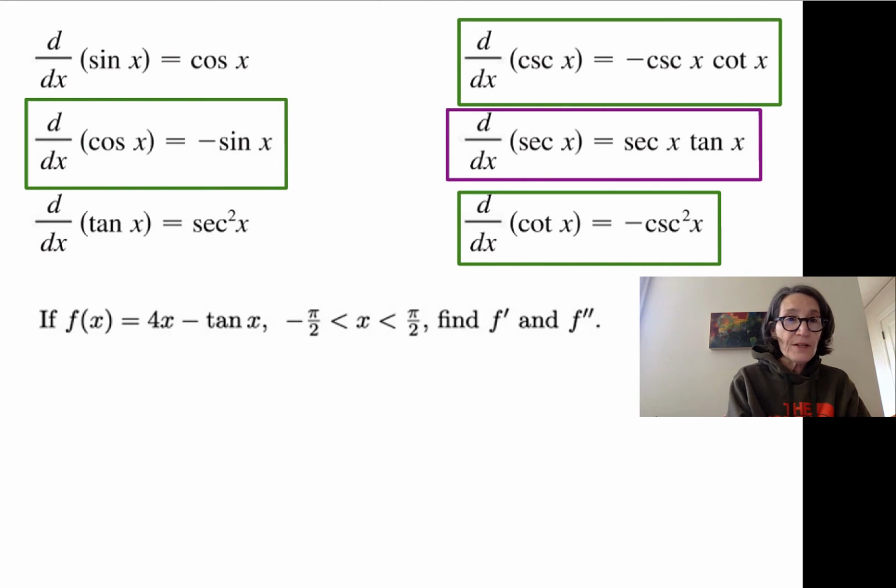For example, this problem. If f of x is equal to 4x minus tan x, where x is between negative pi over 2 and positive pi over 2, find f prime and f double prime.